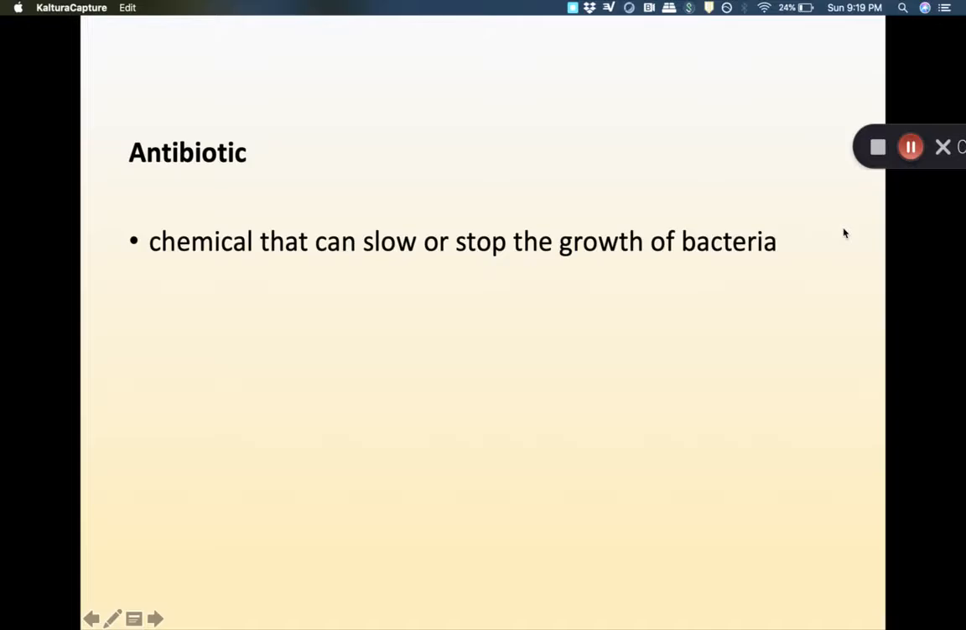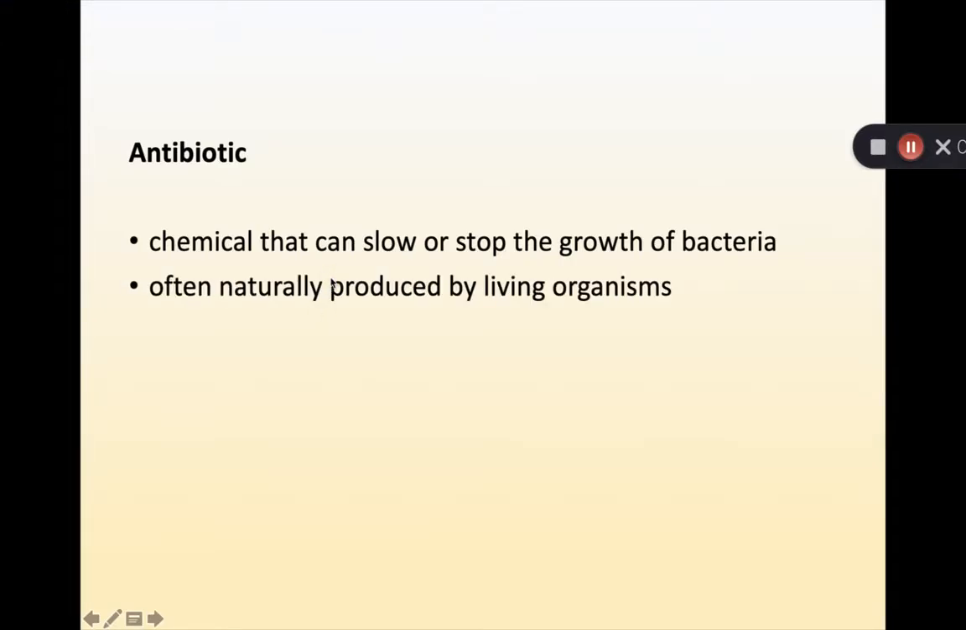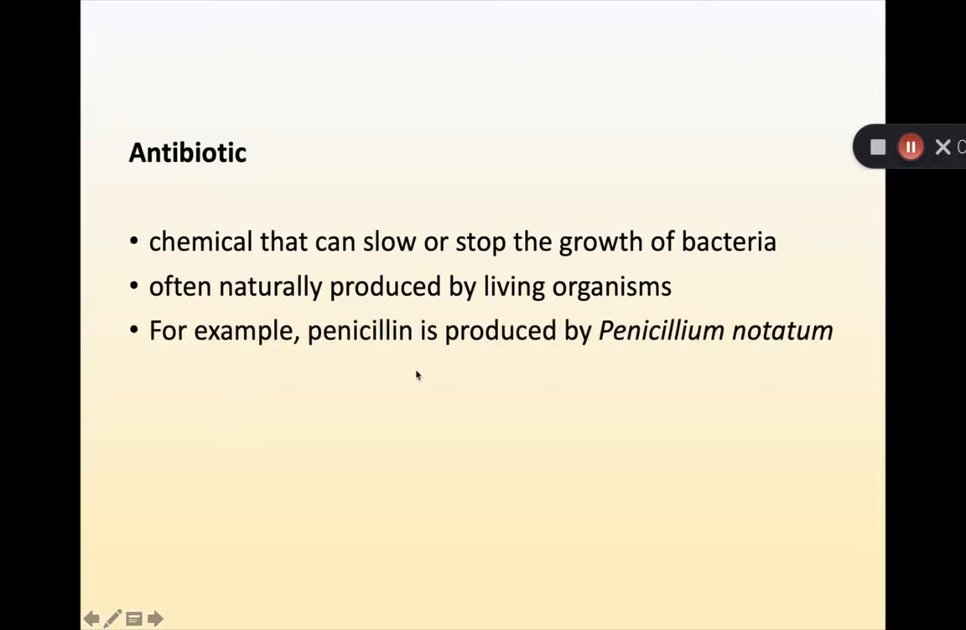And from that penicillin fungus, we were able to derive one of the most important antibiotics that is still in use today. We discussed previously, when we were talking about antibiotic resistance, that antibiotics are just chemicals that can slow and stop the growth of bacteria. Often these antibiotics are naturally produced by other living organisms. So, as I said previously, penicillin is derived from Penicillium notatum, that fungus.